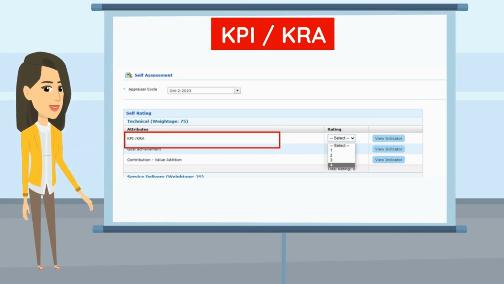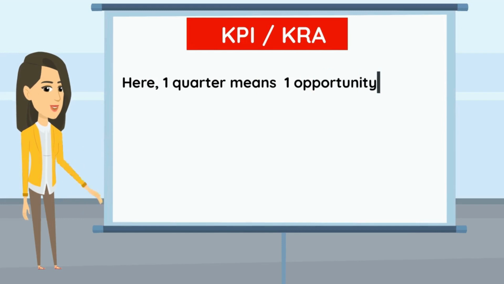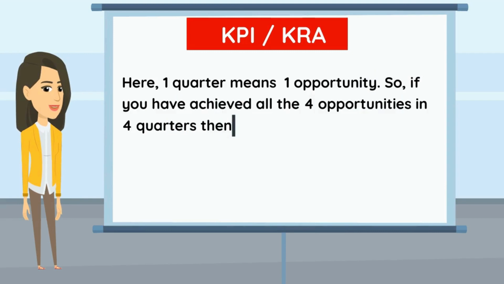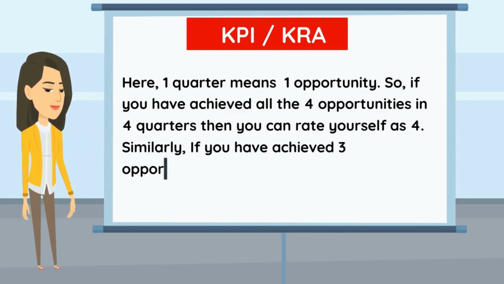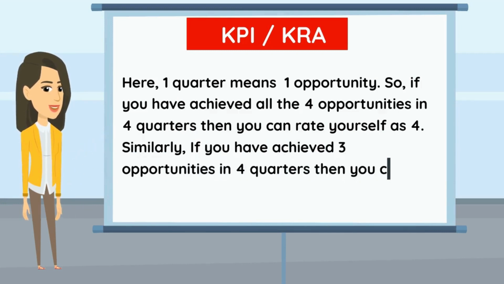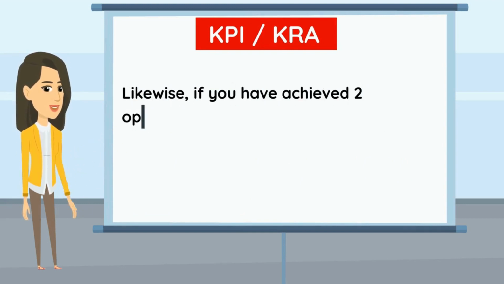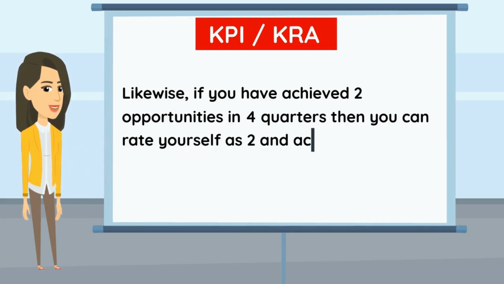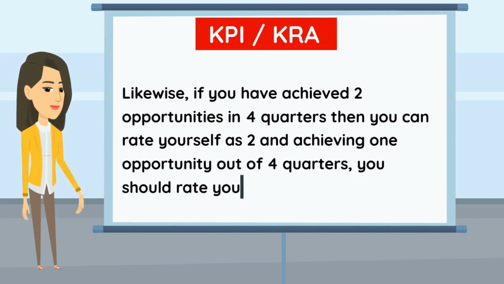If you have achieved assigned KPI KRA in all 4 quarters, then your rating will be 4. Here, 1 quarter means 1 opportunity. So, if you have achieved all the 4 opportunities in 4 quarters, then you can rate yourself as 4. Similarly, if you have achieved 3 opportunities in 4 quarters, then you can rate yourself as 3. Likewise, if you have achieved 2 opportunities in 4 quarters, then you can rate yourself as 2, and for achieving 1 opportunity out of 4 quarters, you should rate yourself as 1.